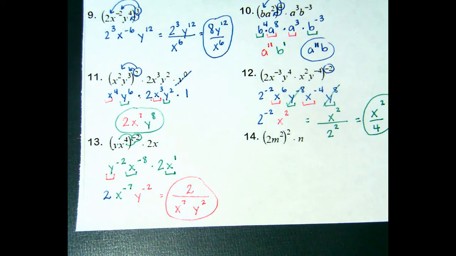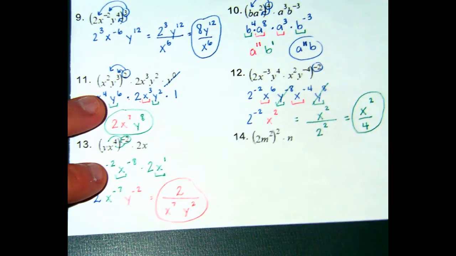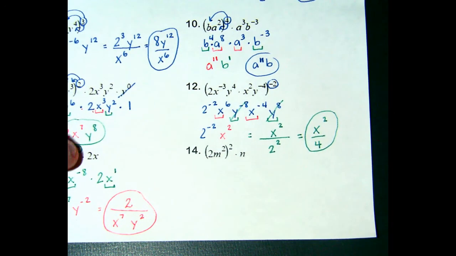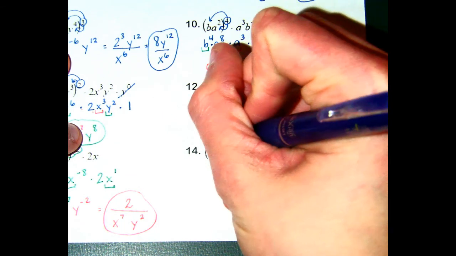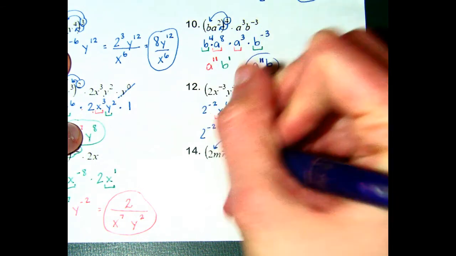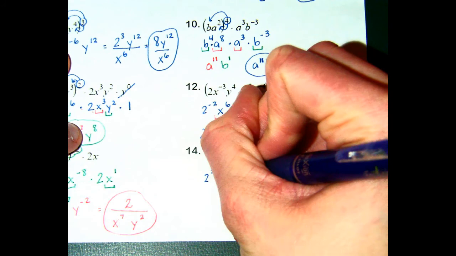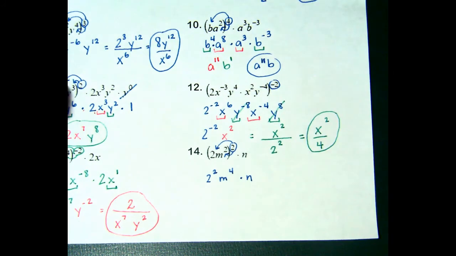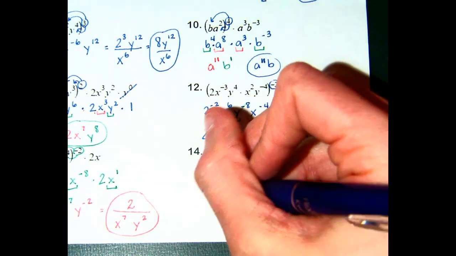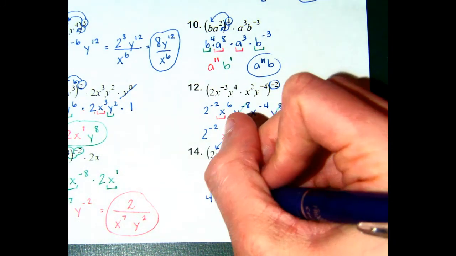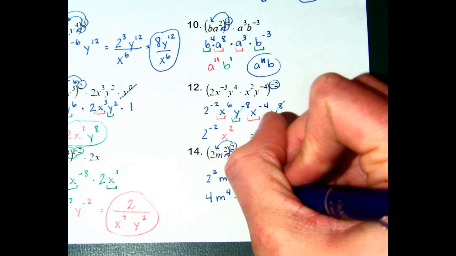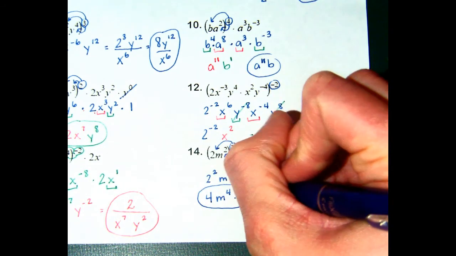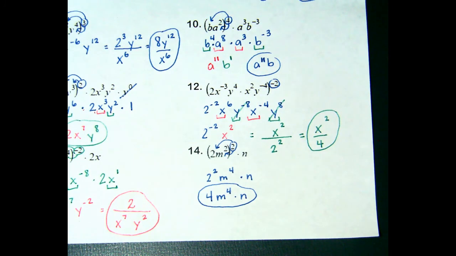The next one is very similar, so again, it's always a good idea to pause and try to figure them out for a few minutes. But let's go ahead and look at 14. 2 gets to go with everything. 2 squared, m to the 4th times n. Actually, this one was not as bad because we don't have any negative exponents. 2 squared is 4, and then we have m to the 4th times n. And we are finished. There are no negative exponents and no zeros.